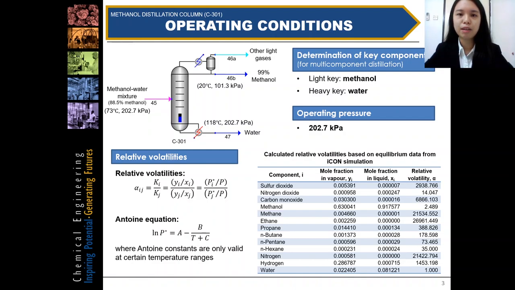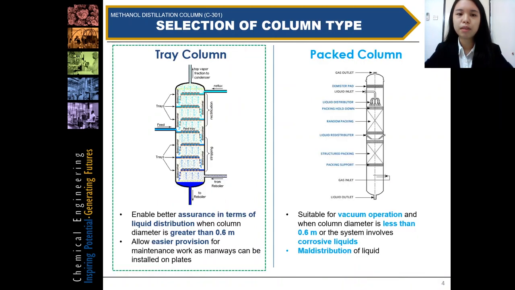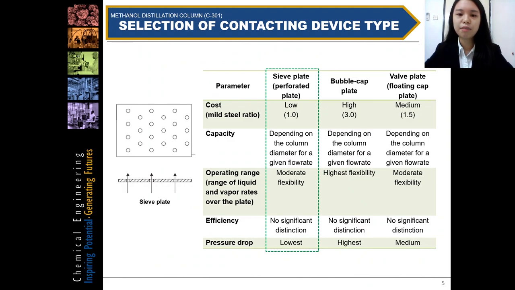By assuming ideal conditions, the relative volatility of the components can be determined using this equation based on the equilibrium data extracted from the ICON simulation. In terms of column type, the tray column is selected as it gives better assurance in terms of liquid distribution. Meanwhile, the sieve plate is selected due to its low cost, low pressure drop, and optimum operating range.